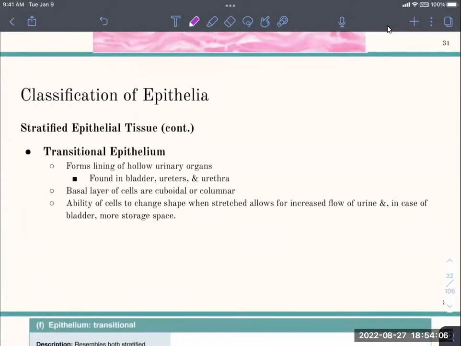We also have what is called transitional epithelium. This type of epithelium is used to stretching, so it looks very different from a lot of the other epithelia because it needs to stretch. The cells actually stretch. They are found in the bladder, the ureters, and the urethra. That bottom layer is cuboidal or columnar, but as I said, it has the ability to stretch. As more urine enters, the bladder needs to stretch. We need more storage space, so that bladder gets bigger.